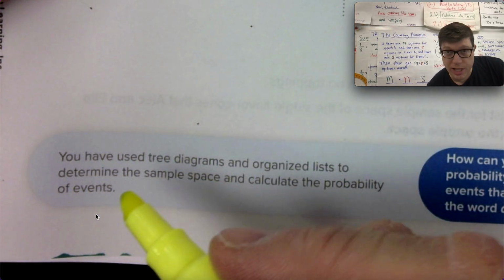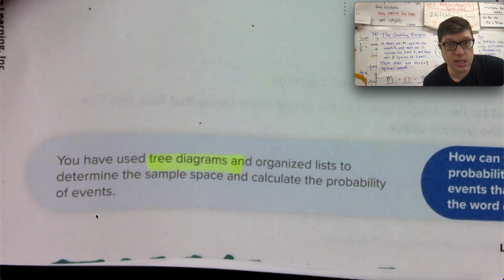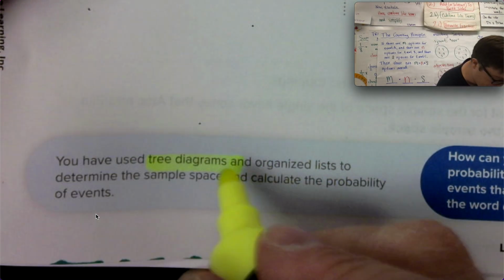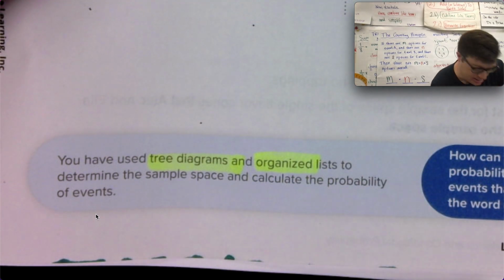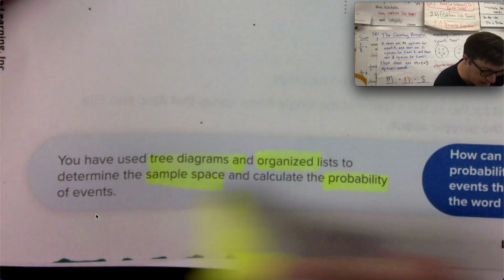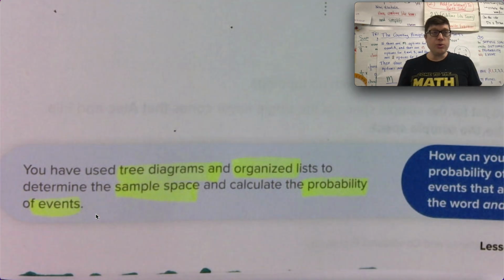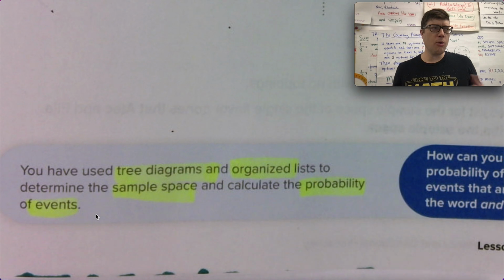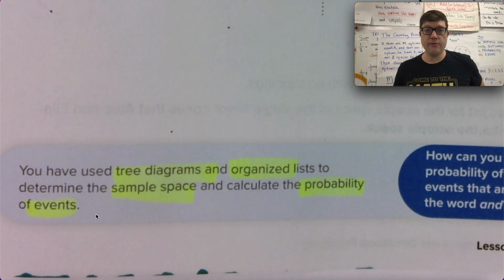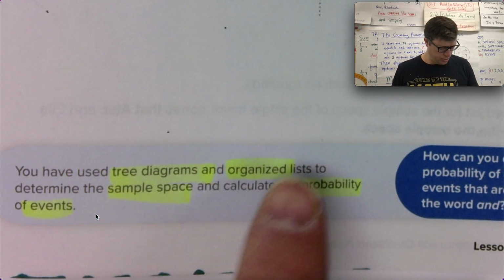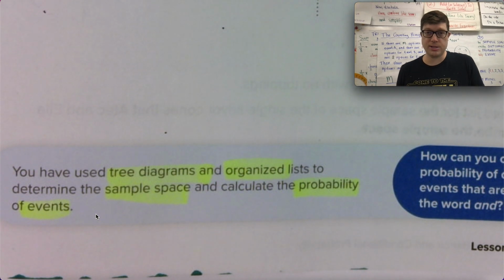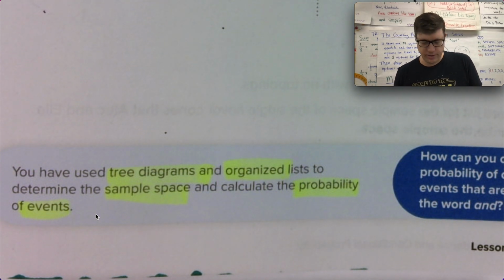We've talked about tree diagrams. We've talked about organized lists. We've talked about sample space. We've talked about probability, and we've talked about events. You should be familiar, more than familiar, with those 5 vocabulary phrases. 5? 1, 2, 3, 4. Yes, 5 vocabulary phrases. If you're not, go back and watch the previous videos.